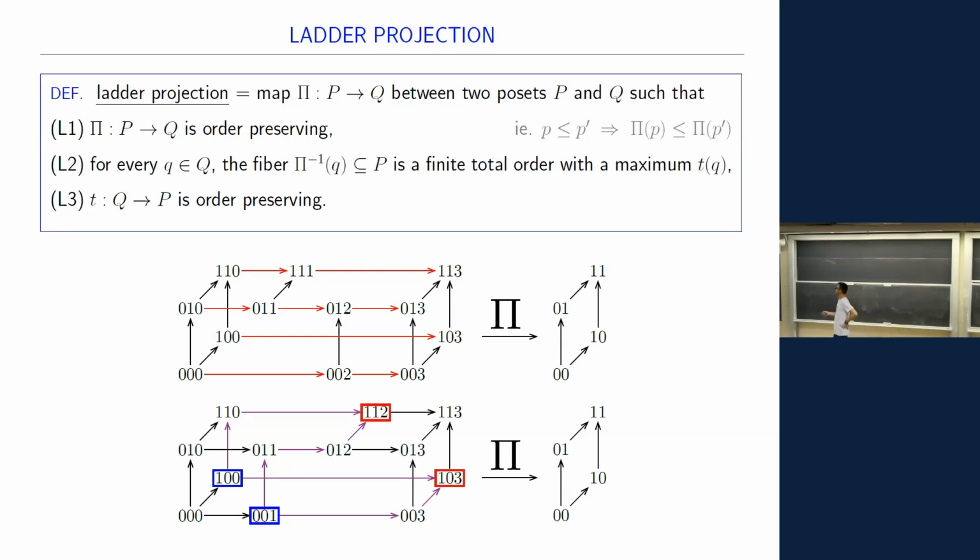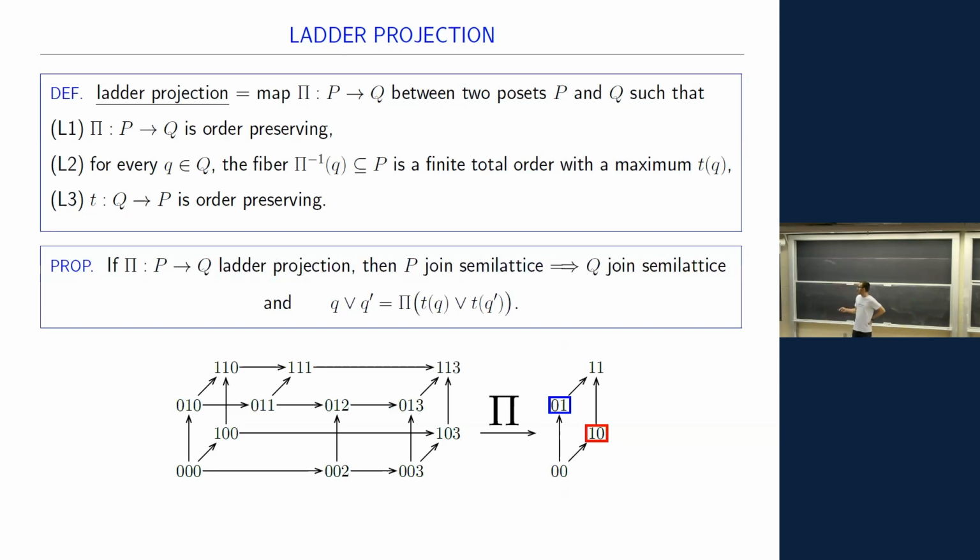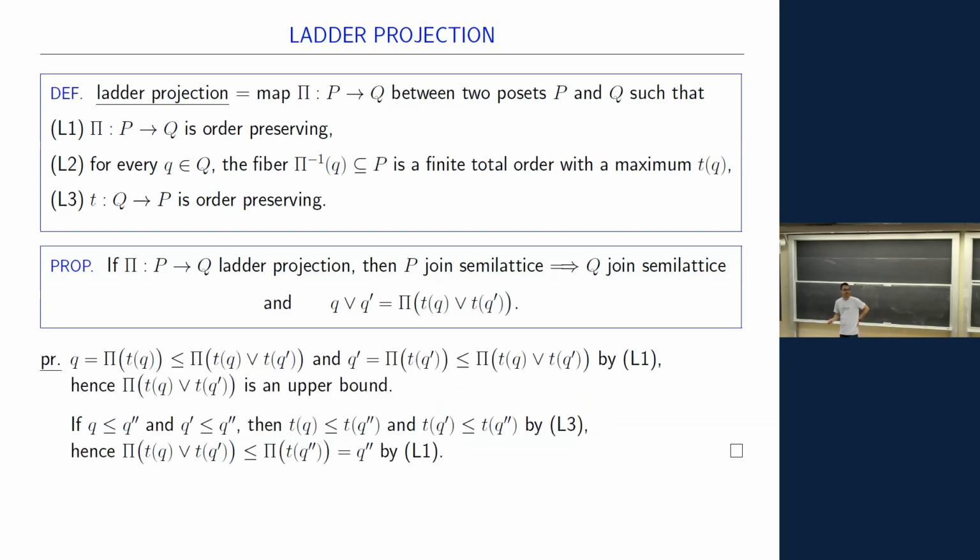What is certainly true is that if you have a ladder projection and P is a join semilattice, then Q is a join semilattice. This is very easy to do. Let me show you how it works. You want to compute the join of two elements in Q. You can just pull them back to the top of their fibers, compute the join of the tops of the fibers, and push it to Q. You get the join of what you started from. That's the formula, and this is really a two-line proof, but it's not the direction that interests us.